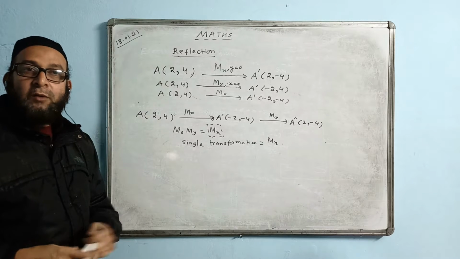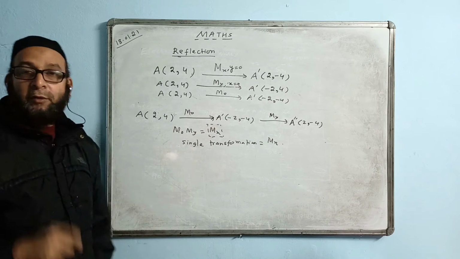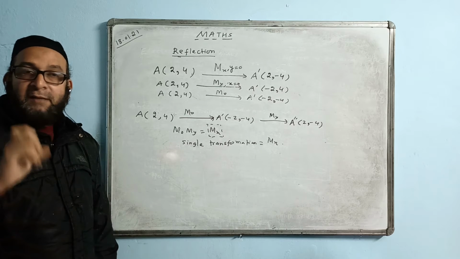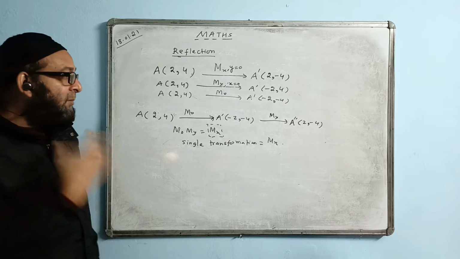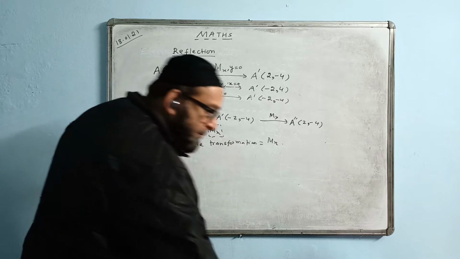That means two reflections are always equal to a single reflection. So it depends on what type of reflection you have already taken. Then whatever is missing, your answer will be equal to that reflection. That way also the question may come.